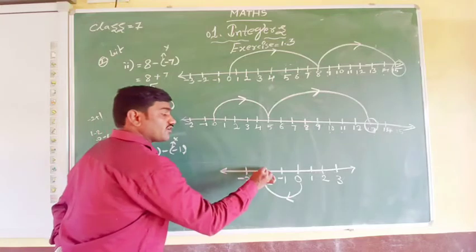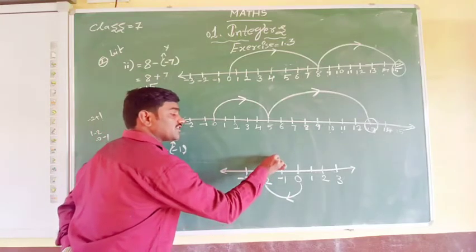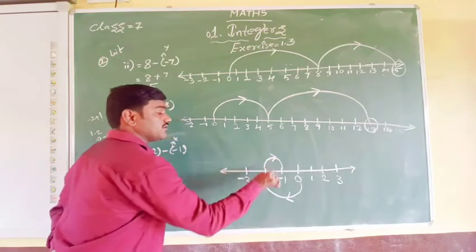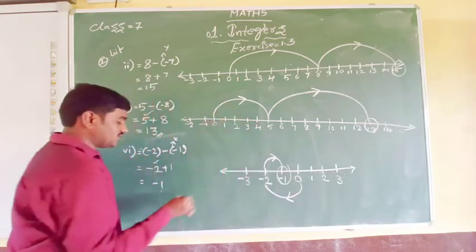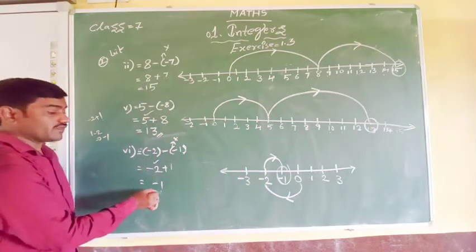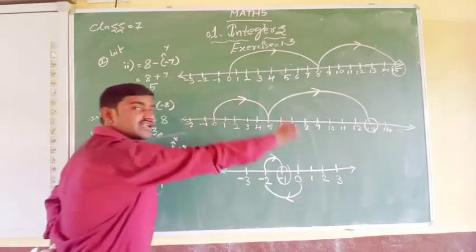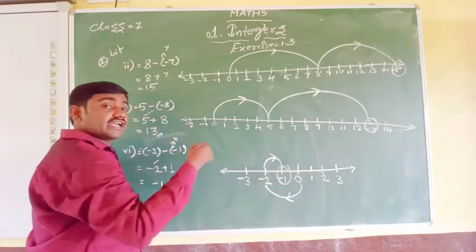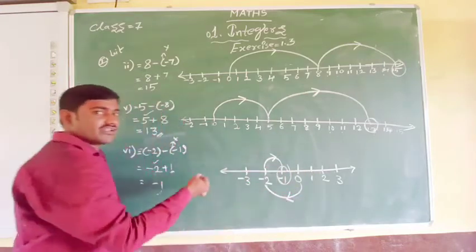Plus 1, in the sense from 2, we need to start one step to the right side on the number line because it is a plus number. So what did we get here? Minus 1. If it is a plus number, we have to move to the right side of the number line. If it is a negative number, we have to move to the left side of the number line.